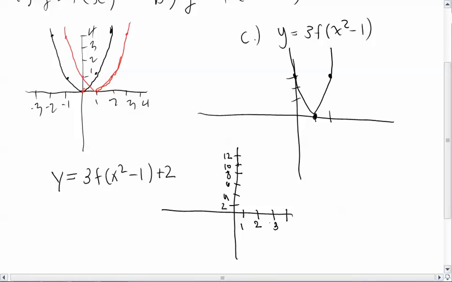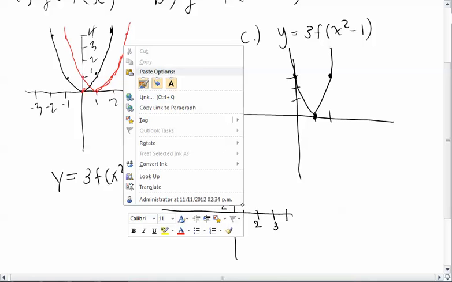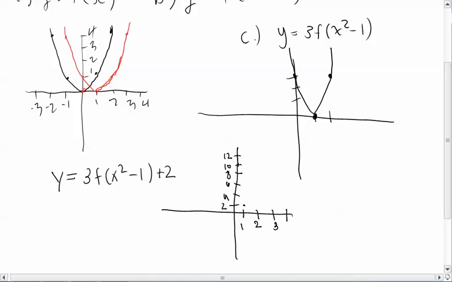Okay, so to start, like we did many times before, we shift the whole thing to the right one. But then we also have to shift it up 2 since it's plus 2. So now we're here, we're at 2. So this is our vertex. So now the whole thing is shifted up and shifted to the right one. And now instead of going over 1 up 1, we're going to go over 1 up 3 since we have to multiply all y values by 3. So it's going to be over 1 and up 3. So it's going to be at 5.